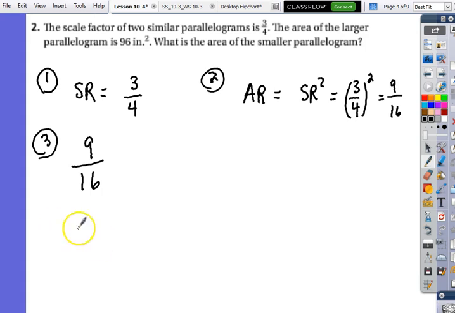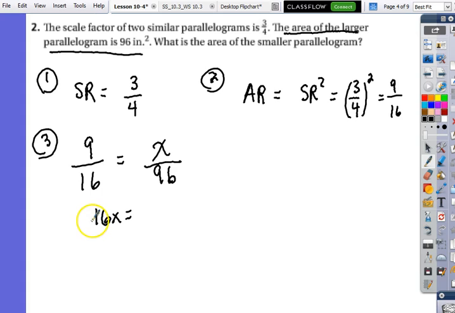And in setting up my proportion, do you think the 9 represents the smaller area or the larger area? Smaller. It represents the smaller area. So what area do I have in my problem? The larger. So that means the 96 goes where? In the top or the bottom? In the bottom with the other larger area. And now it's just a cross multiplication problem. 16x is equal to 9 times 96, which is 864. And then I divide both sides by 16, and I get 54.